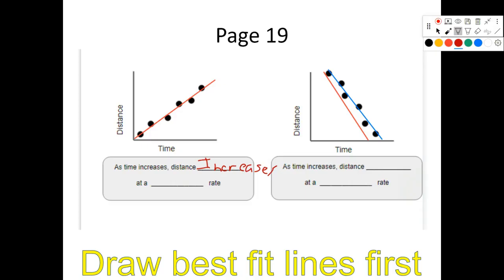At a blank rate. So anytime you have a straight line, it's not curved, we call that a constant or a steady rate. So I'm going to write steady right there. So as time increases, distance increases at a steady rate. So let's try the other one over here. As time increases, distance, does it increase, decrease, or stay the same? Since the line's going down, we're going to say decreases.